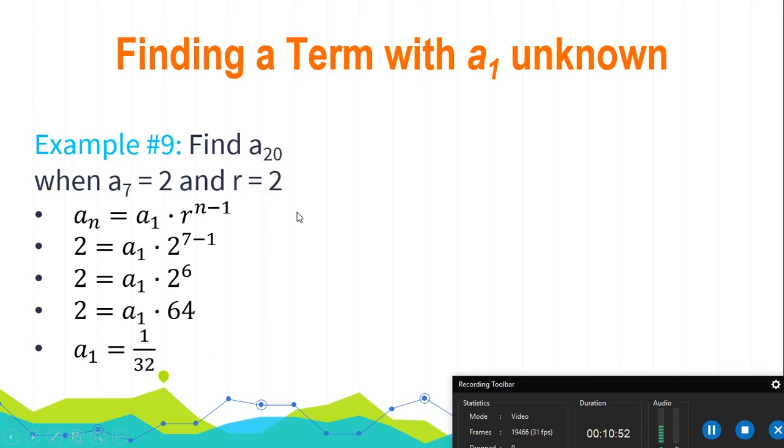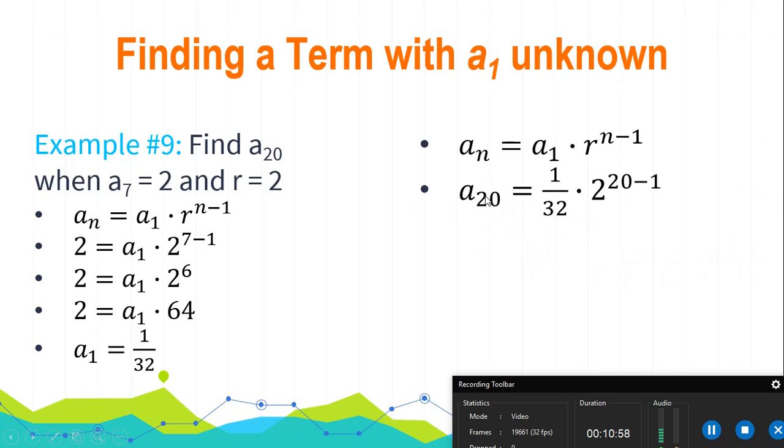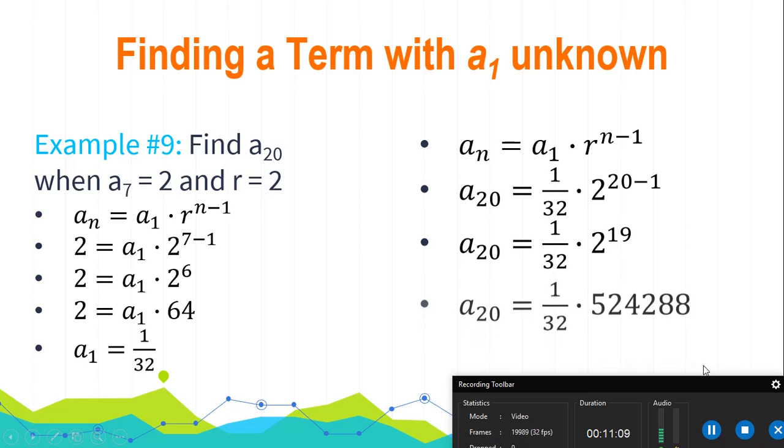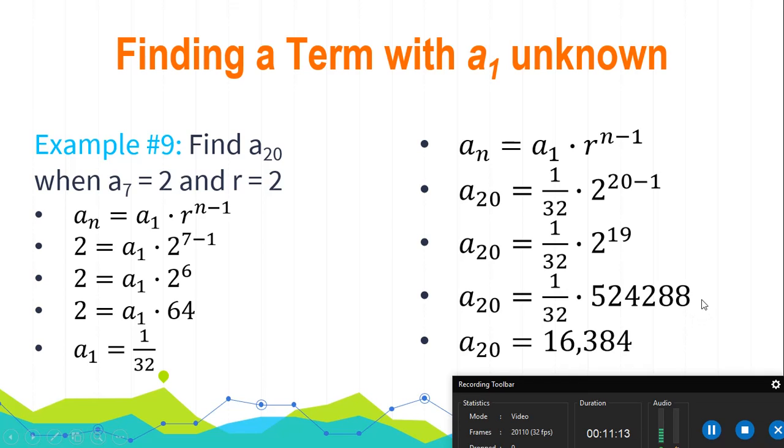But now that I know this, I can find the 20th term. So again, there's my formula. Now we're looking for a sub 20. There's my first term. I have the same growth rate of 2, and then my power is now 19. 2 to the 19th is quite large, and then times 1/32 gives me the 20th term.